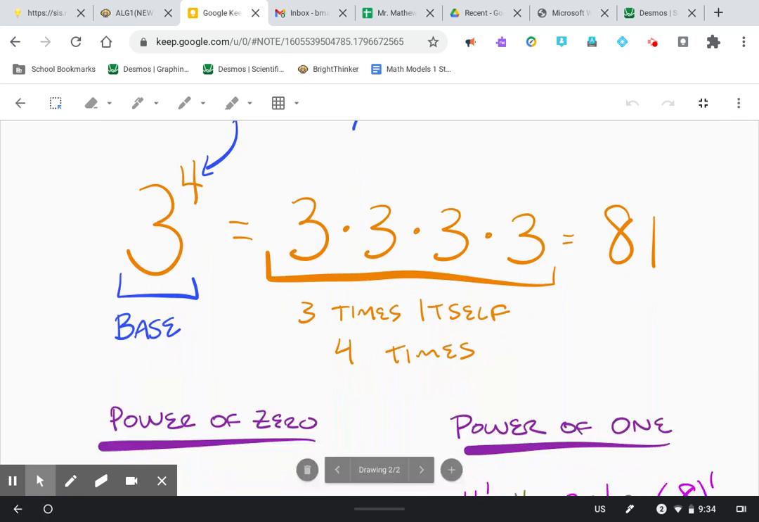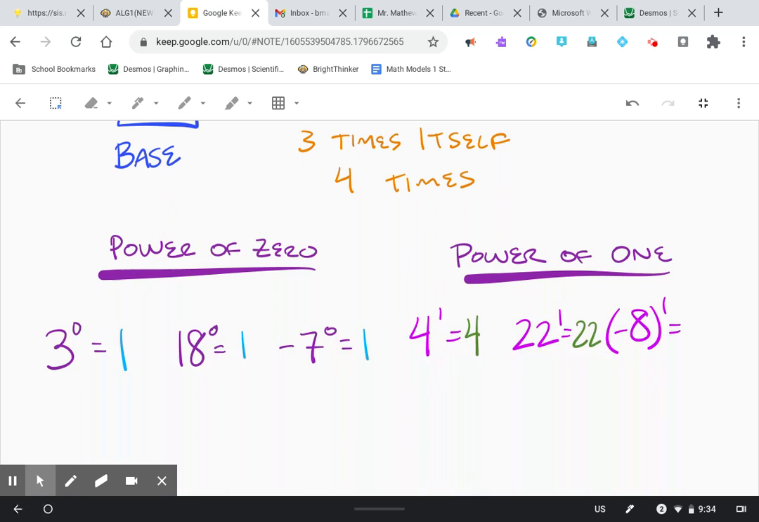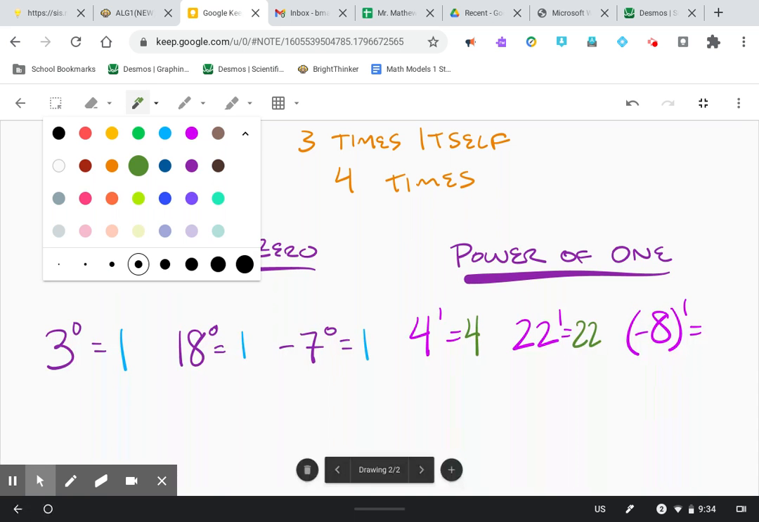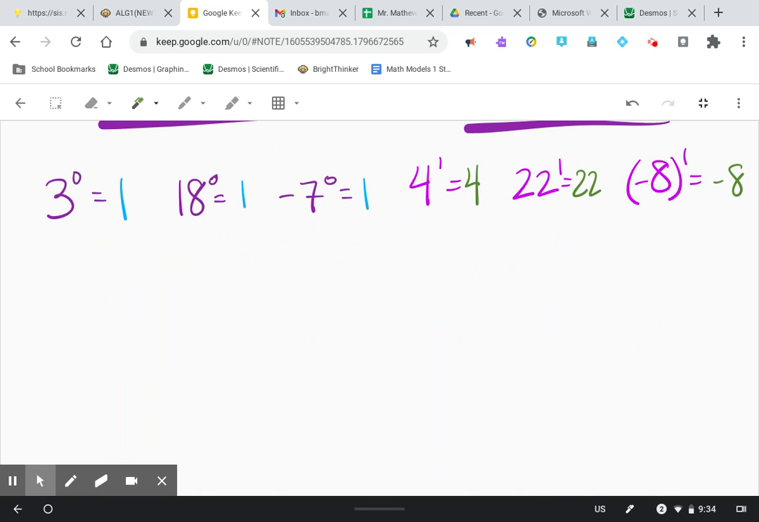Oops. Sorry about that. Let's drag this over here. So any number to the power of 1 is itself. Those are two special cases you need to have.